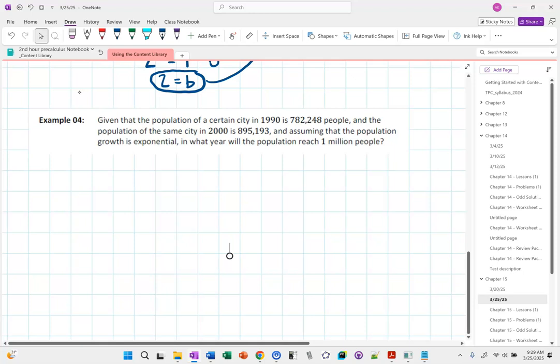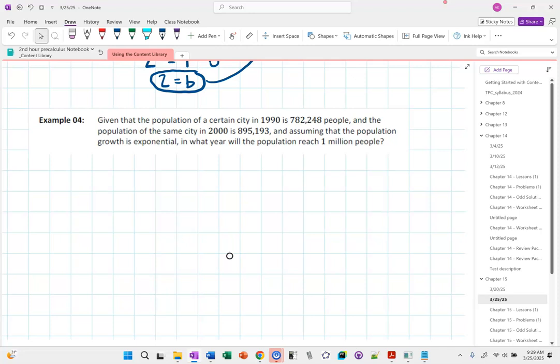So this example says, given that the population of a certain city in 1990 is 782,248 people, and the same population of the city in 2000 is 895,193 people, assuming that the population growth is exponential, in what year will the population reach 1 million people?